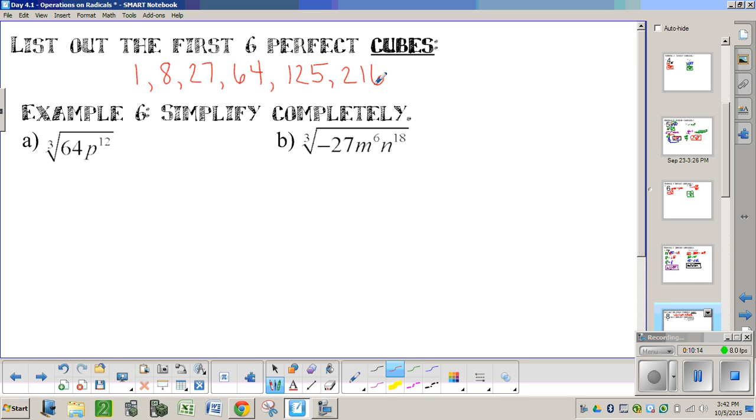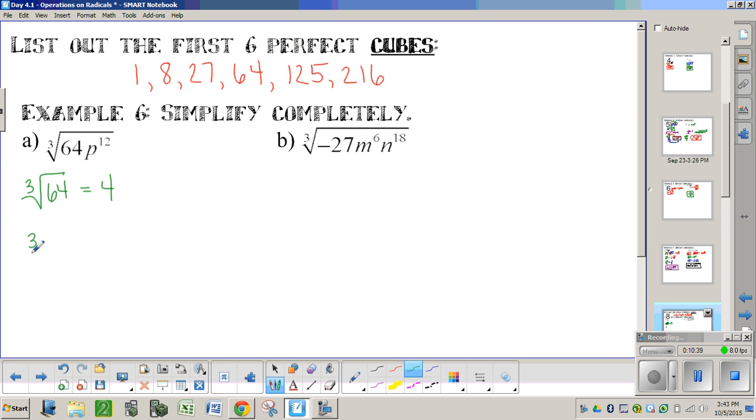And now perfect cubes are going to take a little bit more thinking in order to simplify. So let's take a look at A. I'm going to take the cubed root of 64 p to the 12th. Now, 64 happens to be on our list. So the cubed root of 64 is 4.